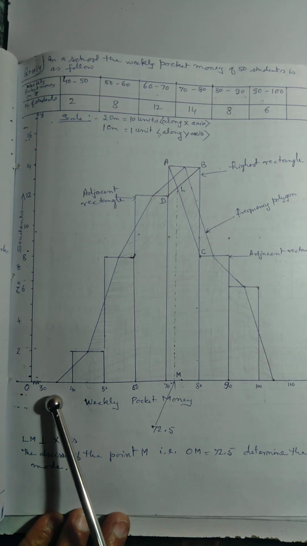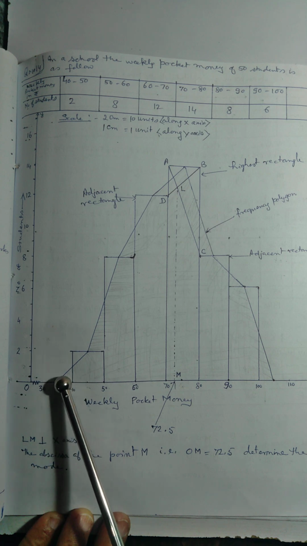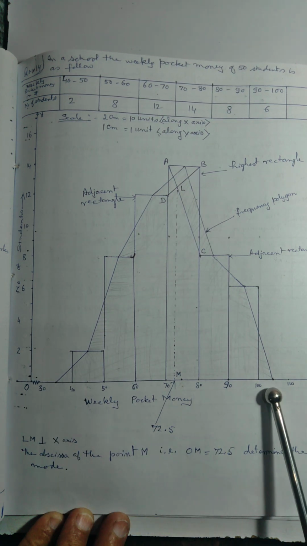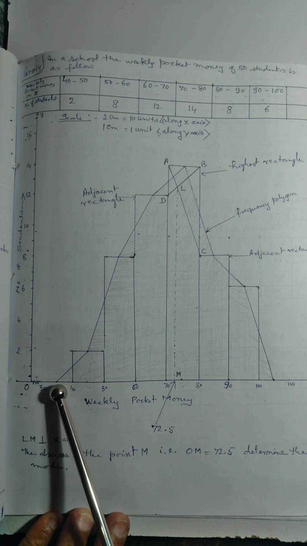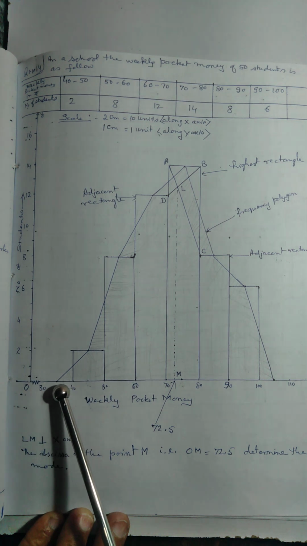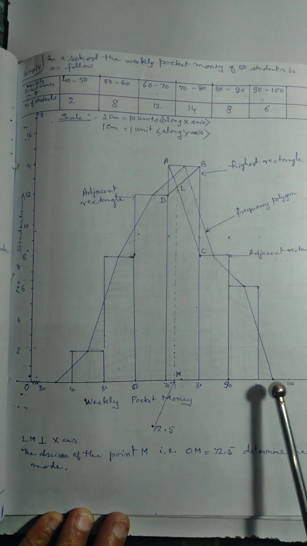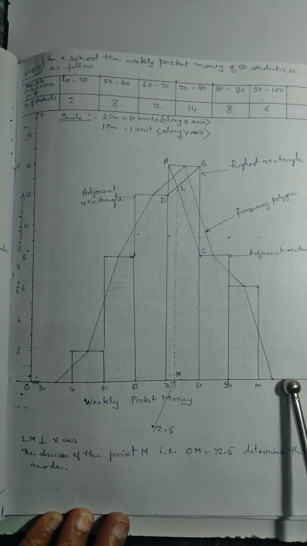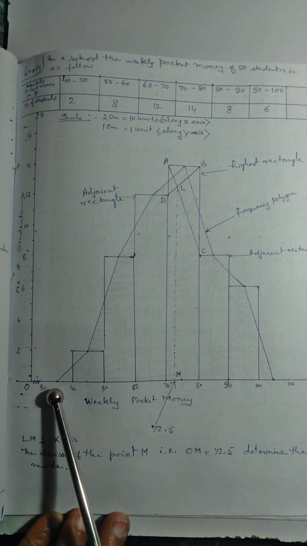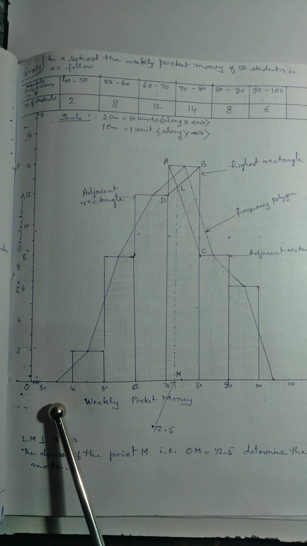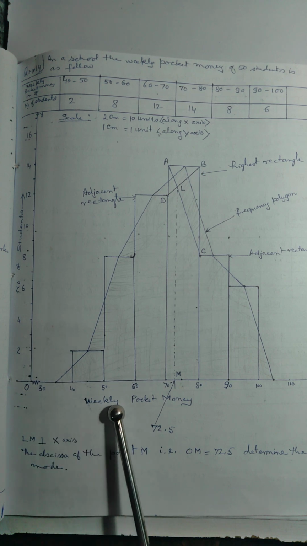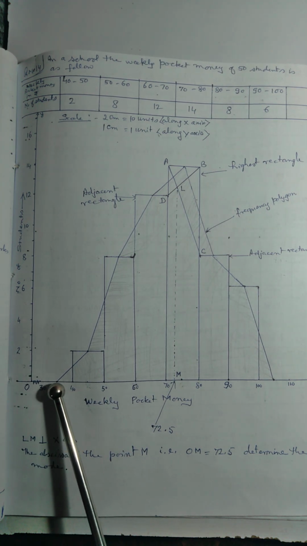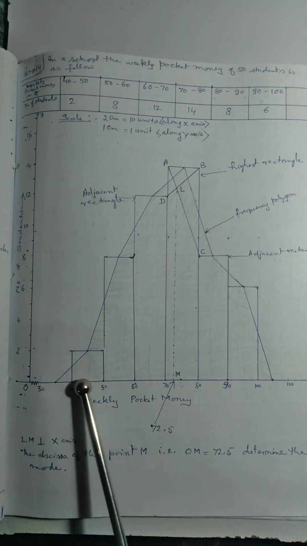So in order to make the frequency polygon, I have joined them by straight lines. In order to make it a closed figure, that is why I have taken 30 to 40, that is 0 frequency, and 100 to 110, that is 0 frequency. In addition to this, we have taken one more class on the left hand side and one more class on the right hand side, and its frequencies are 0. So what is the aim behind it? It is to make it a closed figure, because a polygon is always a closed figure. So from this point you see, all these figures are here, now it is a closed figure.